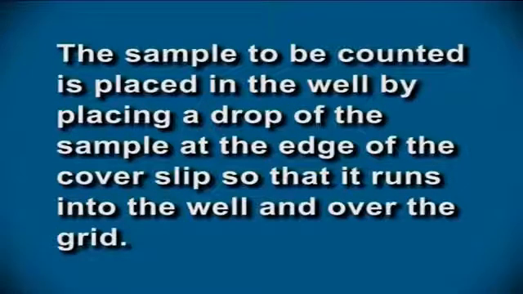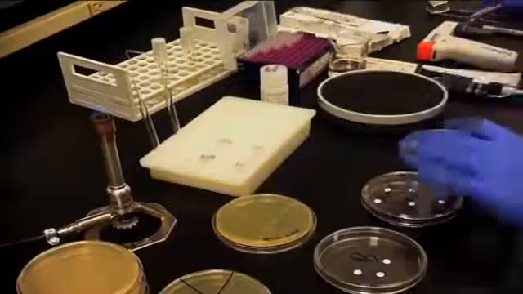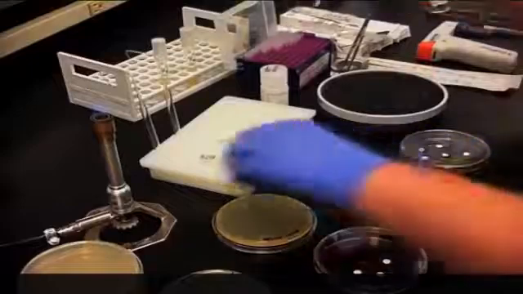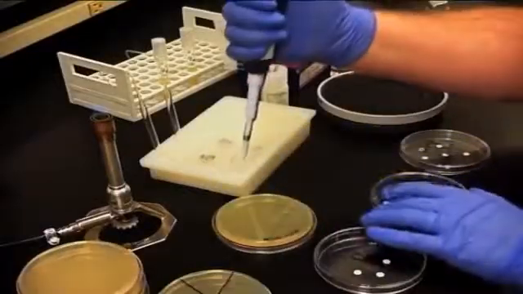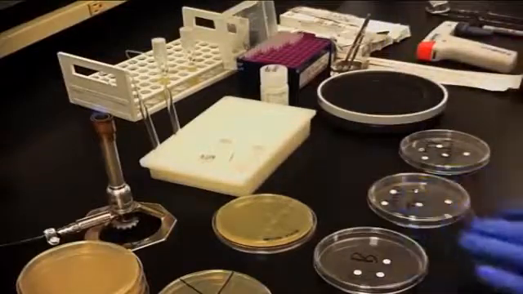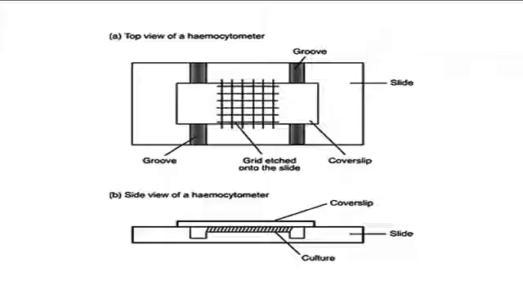The sample to be counted is placed in the well by placing a drop of the sample at the edge of the cover slip so that it runs into the well and over the grid. The hemocytometer is then viewed using a microscope. The number of microorganisms in several squares is counted and the average number of microorganisms is calculated. This number is then used to calculate the number of microorganisms in the original sample. Figure 1 depicts the direct microscopic count using the hemocytometer.